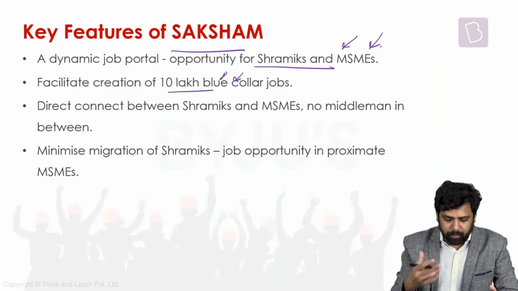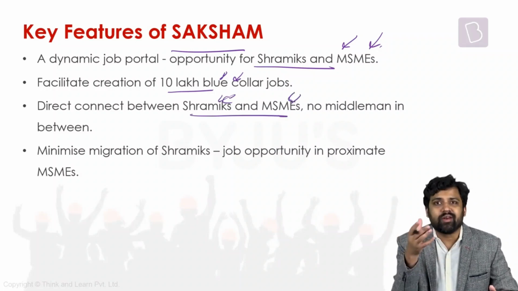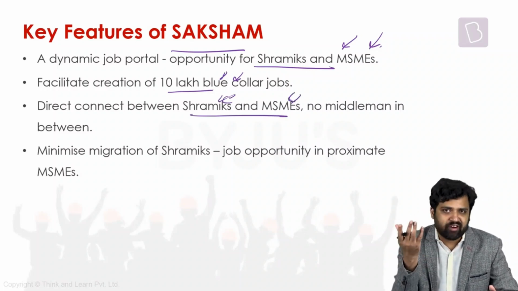10 lakh blue collar jobs will be created, which is a good number. And there will be a direct connect between the Shramiks and the MSMEs. There will not be any middleman involved, right? So when it comes to the informal sector, there are chances that there will be involvement of middlemen, and all these things increase the transaction cost. So here the transaction costs are being minimized.